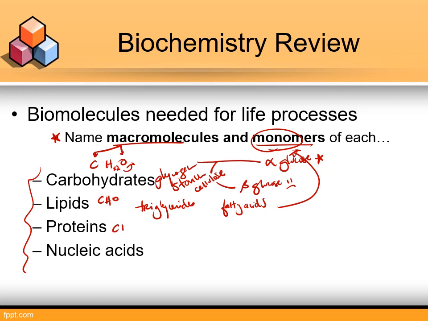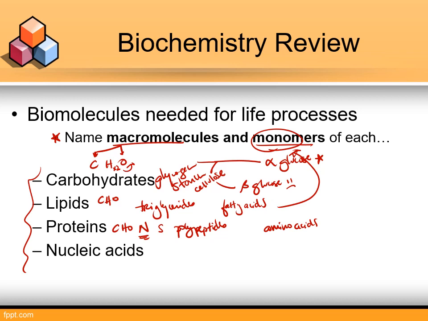Proteins are going to be carbon, hydrogen, oxygen. We're going to add in some nitrogen always, and then sometimes some sulfur. Protein macromolecules, basically proteins, right? We can also refer to those as polypeptides if we're talking just about the chains of amino acids. Amino acids are the monomers of proteins. Those amino acids are held together by peptide bonds in those polypeptide chains.